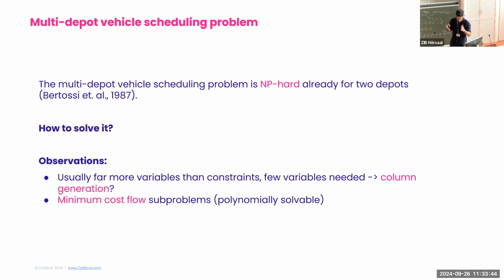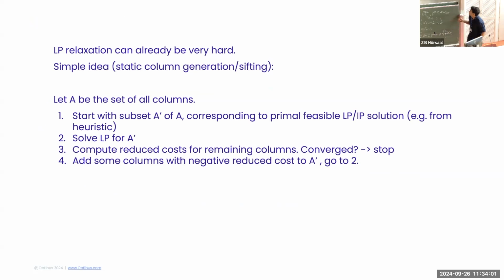So you don't consider all of them, but only a few of them. And the other thing that we saw is that we have these min-cost flow subproblems. Now we have different graphs, but still on each of the graphs we have basically a min-cost flow problem. So what maybe comes to mind is a very simple idea. It's what is called static column generation or sifting. I think CPLEX calls it sifting. I think Schrijver called it static column generation. I heard this term somewhere.